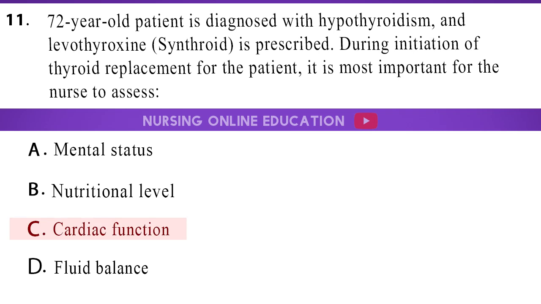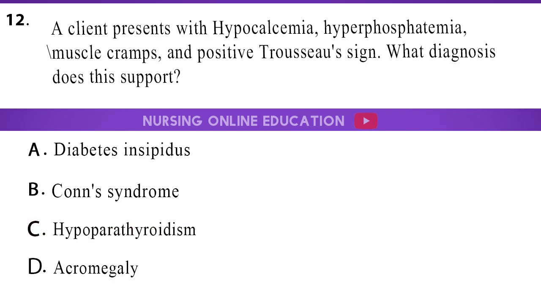The answer is option C. Cardiac function. 12. A client presents with hypocalcemia, hyperphosphatemia, muscle cramps, and positive Trousseau's sign. What diagnosis does this support? A. Diabetes insipidus, B. Conn syndrome, C. Hypoparathyroidism, D. Acromegaly.